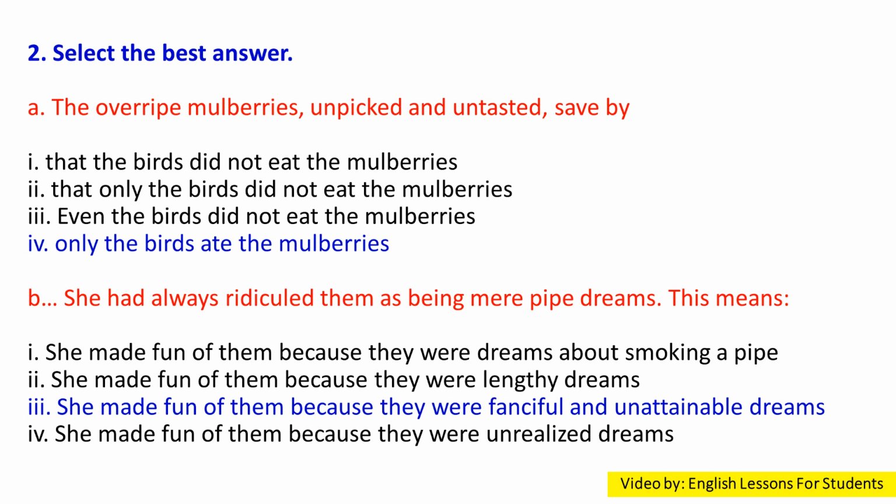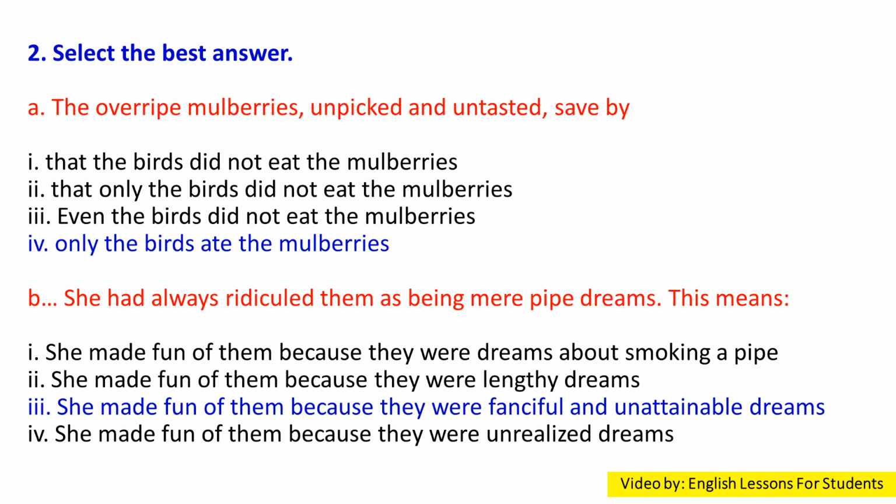2. Select the best answer. A. The overripe mulberries, unpicked and untasted save by the birds, had fallen and rotted on the ground. This means: 1. That the birds did not eat the mulberries. 2. That only the birds did not eat the mulberries. 3. Even the birds did not eat the mulberries. 4. Only the birds ate the mulberries. So the correct answer is: only the birds ate the mulberries.